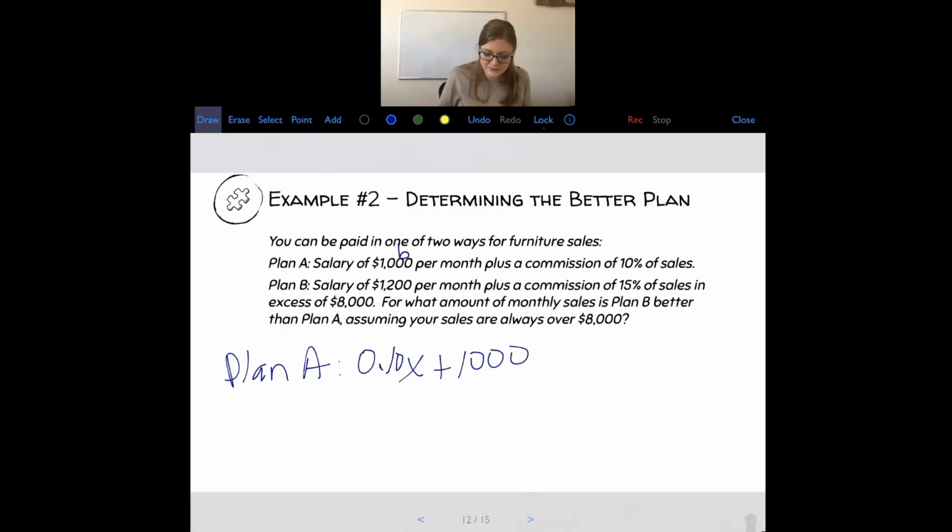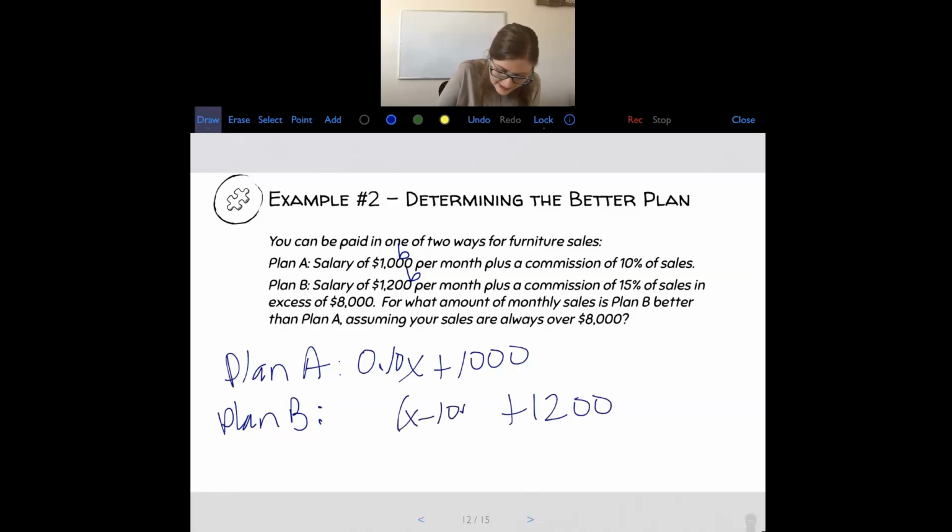Okay, so for plan B, this one is working a little bit differently. So we have a salary of $1,200 per month, which you're always going to get. So that's going to play the role of b. Now the commission here is you're only getting 15% if your sales are more than 8,000. So you'd have to sell 9,000 or 10,000, and you're only getting commission on the amount over 8,000. So instead of x, we're going to call this x minus 8,000, because it's our sales total minus 8,000 that we're actually earning commission on, and this would be 0.15. So we have our two equations, 0.1x plus 1,000 and 0.15(x minus 8,000) plus 1,200.